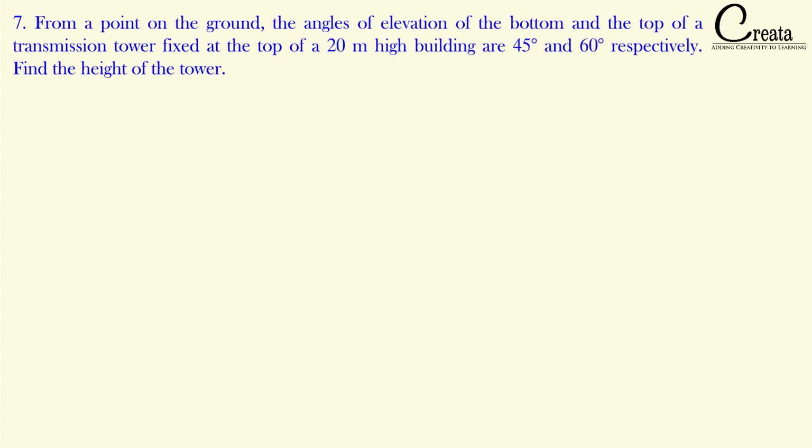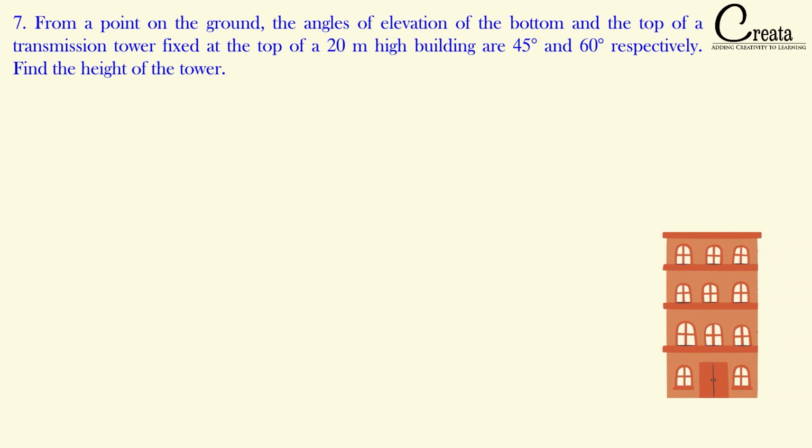Question number 7 is: from a point on the ground, the angle of elevation of the bottom and the top of a transmission tower fixed at the top of a 20-meter high building are 45 degree and 60 degree respectively. Find the height of the tower. So this is the question. Firstly, let's observe the question. In this question, a building is given and the height of the building is given as 20 meter. So this is a building and the height of this building is 20 meter.